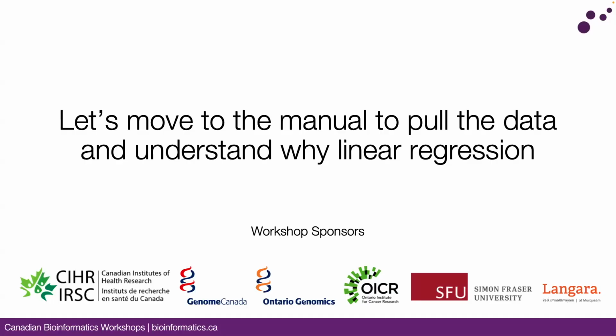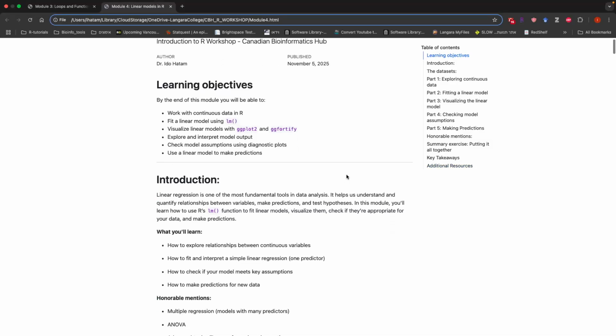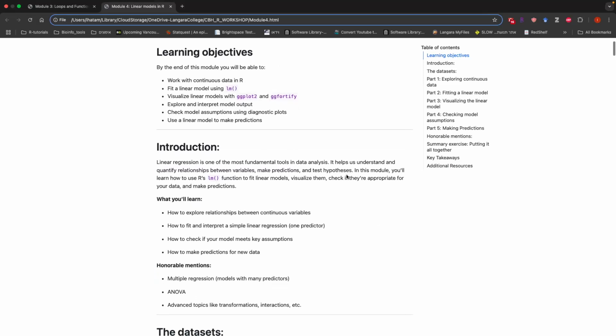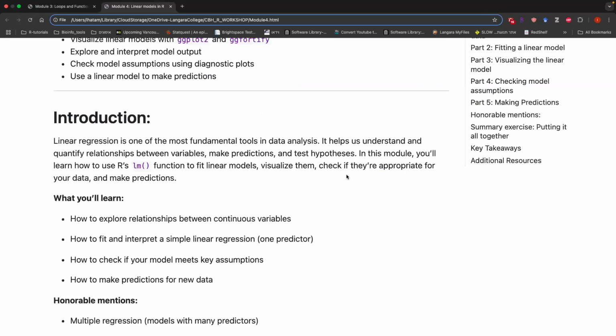So let's move to the data, to the manual, and let's see how we pull the data and understand why linear regressions. Great. What are you seeing on Zoom, by the way? You're seeing this? Okay, cool. All right. So let me just zoom in.